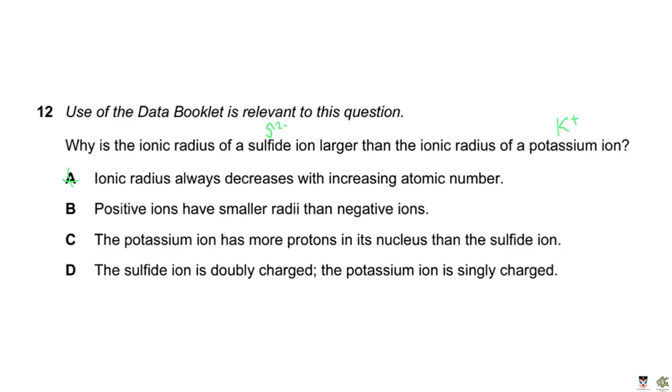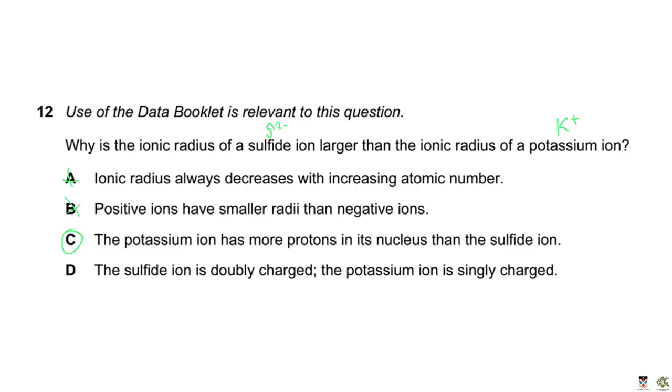Positive ions have smaller radii than negative ions. Generally, as a rule of thumb, that will be true, because positive ions will lose their valence electrons, lose their outer shell, while negative ions will gain. But it will also depend on where in the periodic table we find these positive and negative ions. And then the potassium ion has more protons in its nucleus than the sulfide ion. So that's our correct answer in this case.